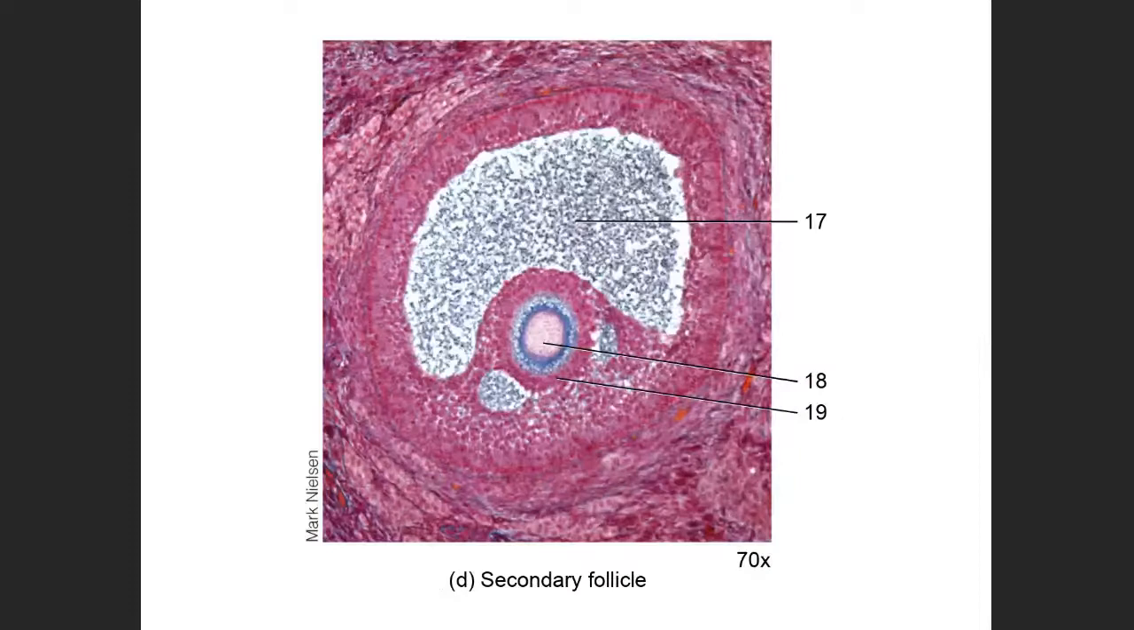And the last slide shows you the secondary follicle. You have antrum here. This is the oocyte, and these are the granulosa cells around the oocyte. Any questions?